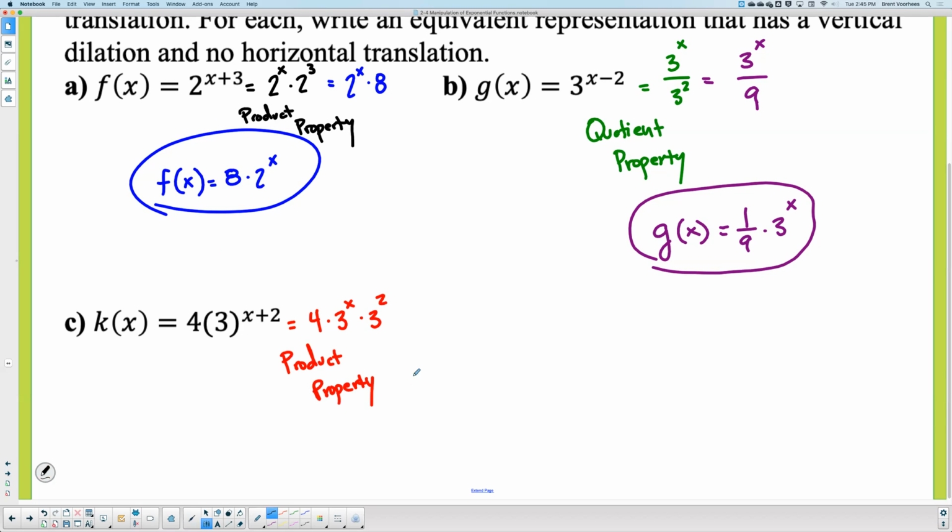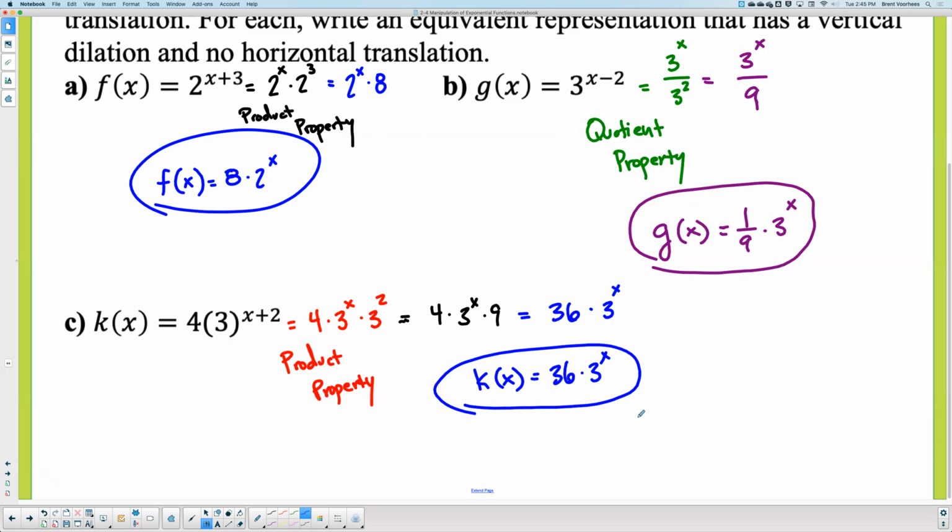Now let's simplify. What is 3 squared? And we can reduce that one more time. What is 4 times 9? 36 times 3 to the power of x. That would be my function k of x. 36 times 3 to the power of x. Growth or decay? Growth. All 3 of those were growth.